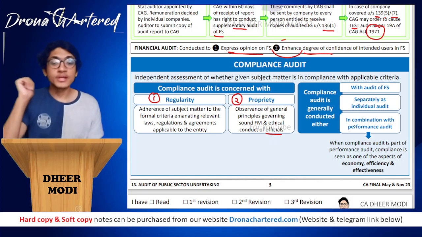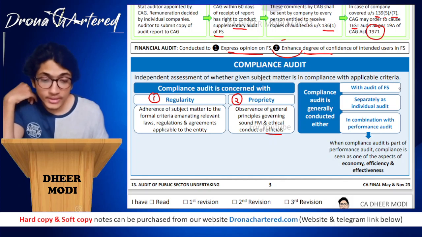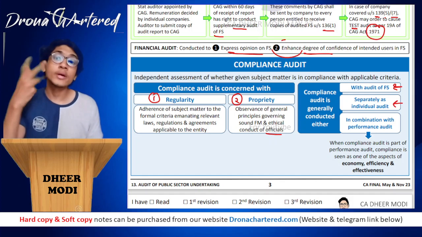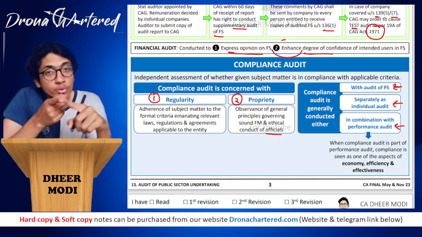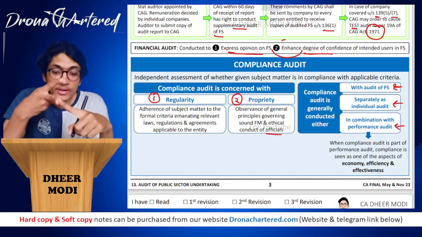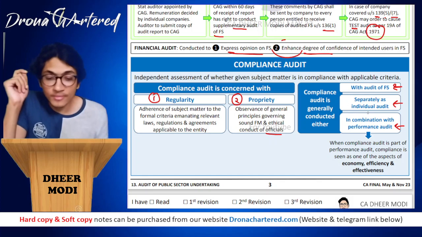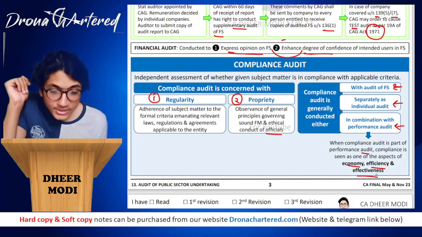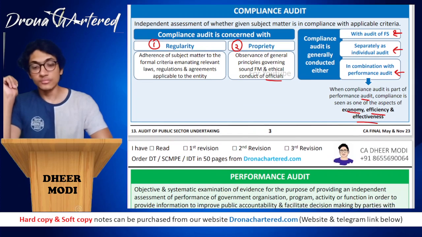Compliance audit is generally conducted in three ways. When are we doing a compliance audit? Either when you are auditing your financial statements, or you are doing it separately as an individual audit. And third is in combination with the performance audit. When compliance audit is part of performance audit, compliance is seen as one of the aspects of economy, efficiency, and effectiveness. Okay, so this is your compliance.